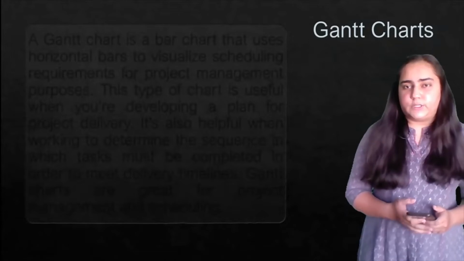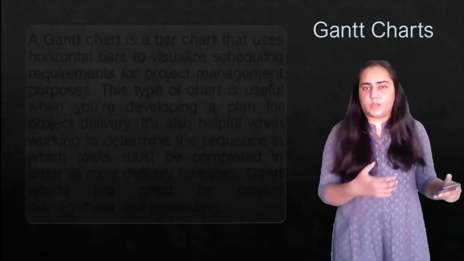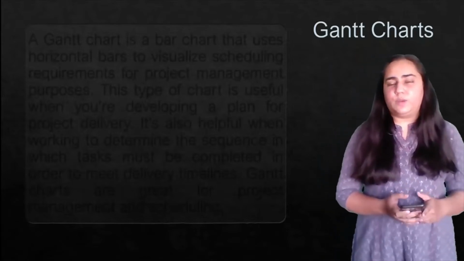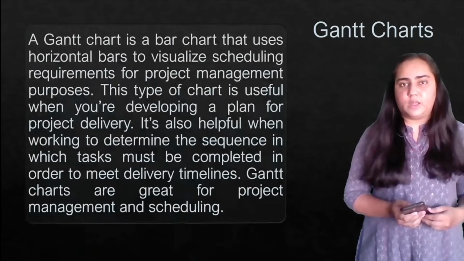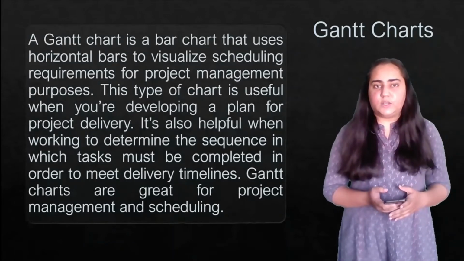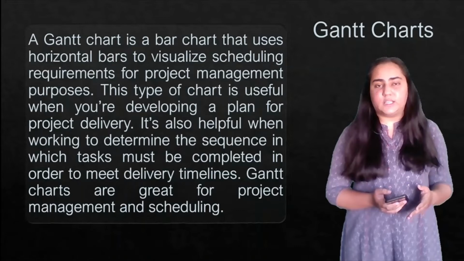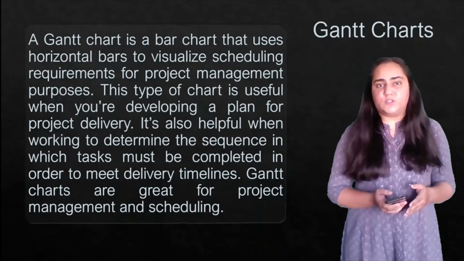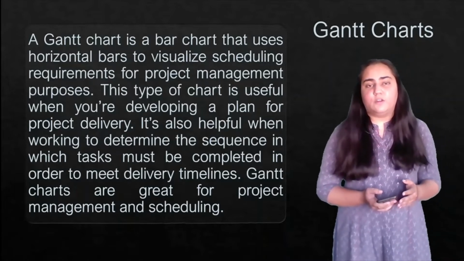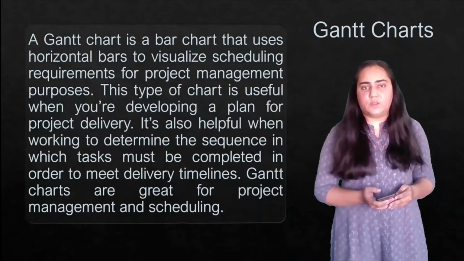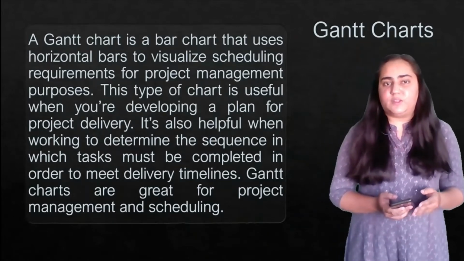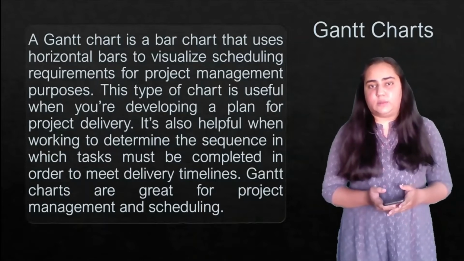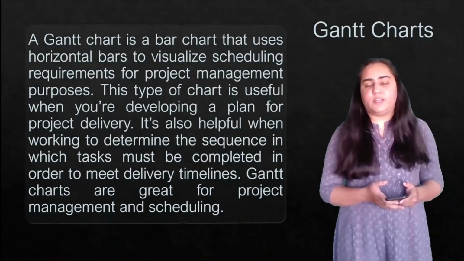Next, we have Gantt charts. If you have studied something like operating systems and seen process scheduling or any type of scheduling, you might be very familiar with Gantt charts. A Gantt chart is a bar chart that uses horizontal bars to visualize scheduling requirements for project management purposes. This type of chart is useful when you're developing a plan for project delivery. It's also helpful when determining the sequence in which tasks must be completed in order to meet delivery timelines. They are great for project management and scheduling.